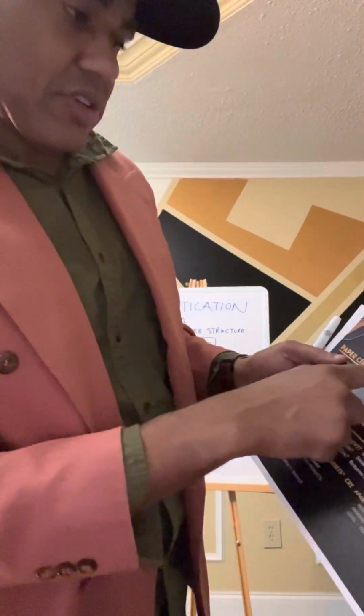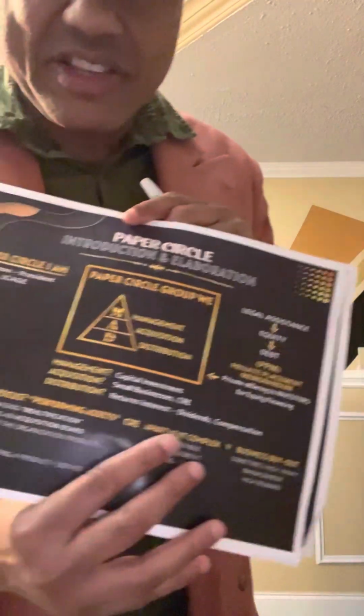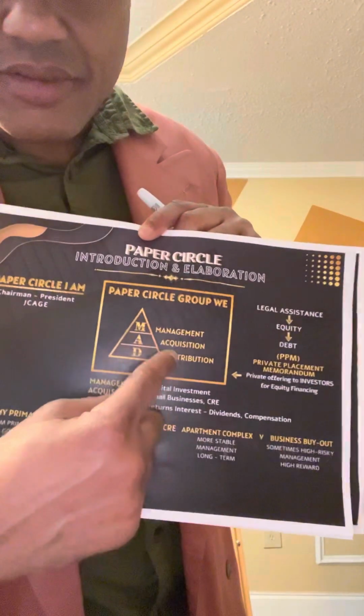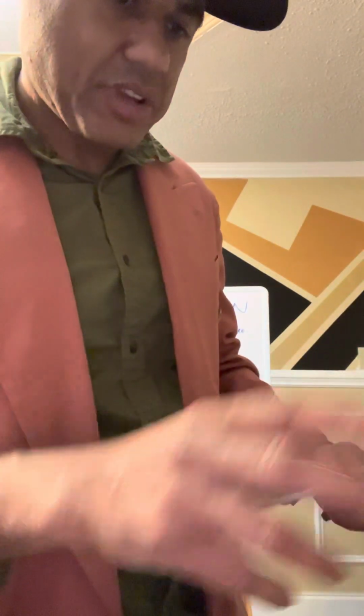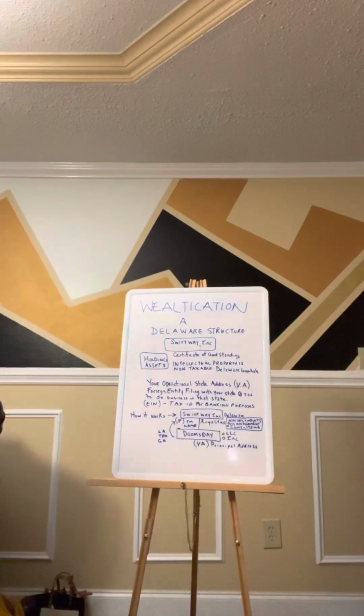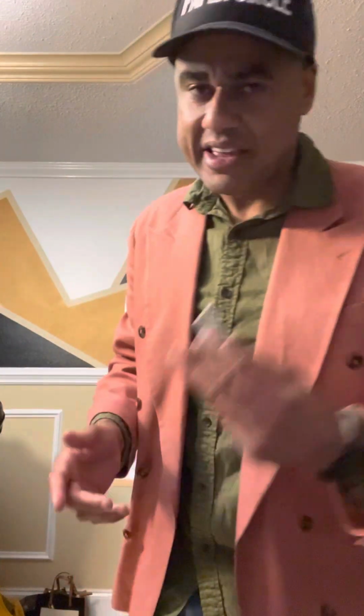It's on paper circle: introduction, elaboration. And like I show people, this has never been exposed: management, acquisition and distribution, real pretty. And it represents my culture, if you want to look at it from that perspective. But we're here, man. So we'll be with you. We'll be in and out with you. So thanks a lot. I see you. And we'll be getting together for one-on-ones and things like that.